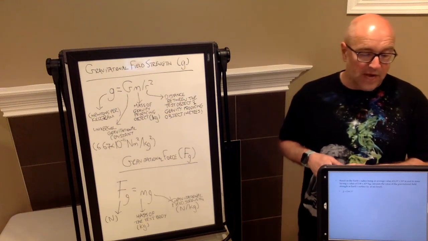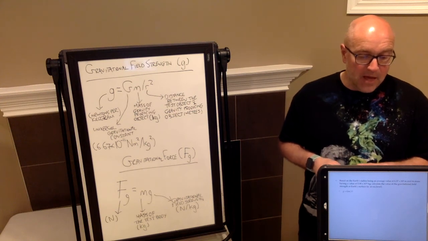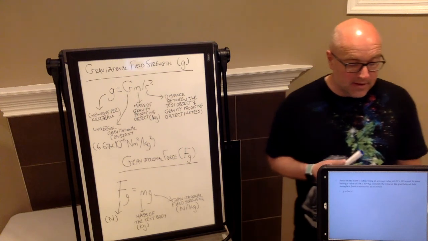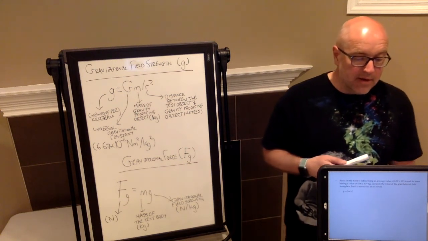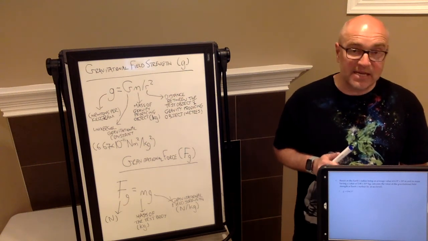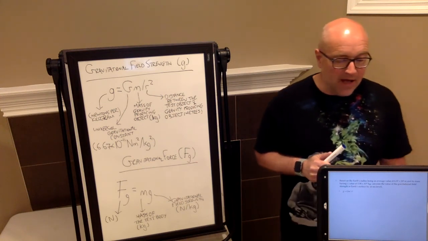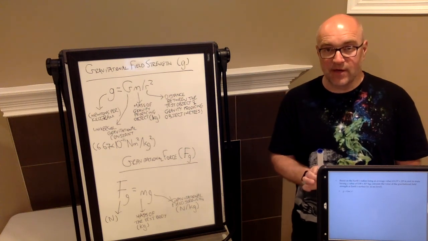Based on the Earth's radius, being an average value of 6.37 times 10 to the 6 meters, and its mass having a value of 5.98 times 10 to the 24th kilograms, calculate the value of the gravitational field strength at the Earth's surface.